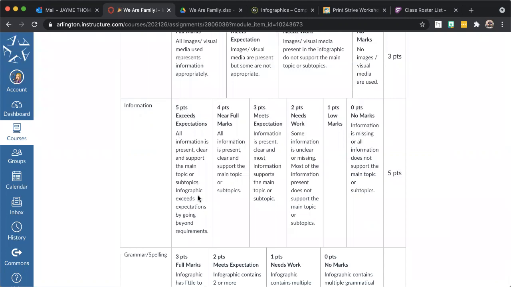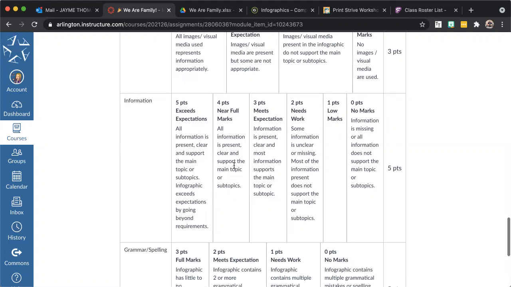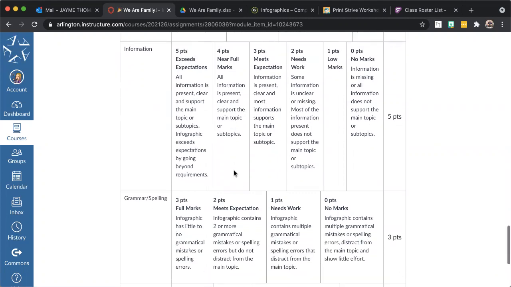Your information, up to 5 points. So all your information is clear. You support the main topic or subtopics. It exceeds expectations. You go beyond the requirements, all that good kind of stuff. Okay. 4 marks is going to get you, where you're doing everything and you're supporting your topics, but it didn't go the extra mile.